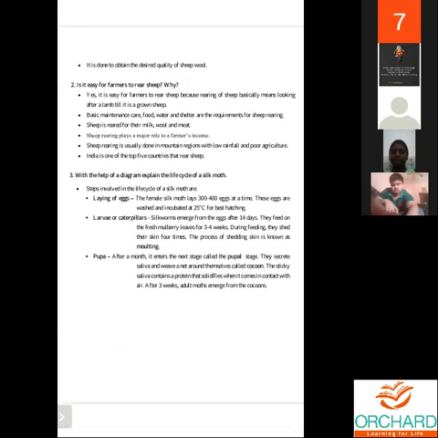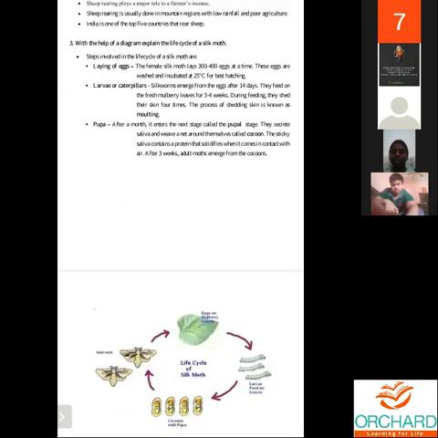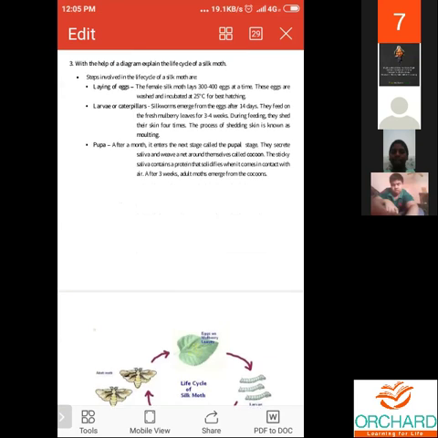With the help of a diagram, explain the life cycle of a silk moth. Now this is a very important question. Okay, you have to explain the life cycle of a silk moth. What are the steps involved in the life cycle of a silk moth?